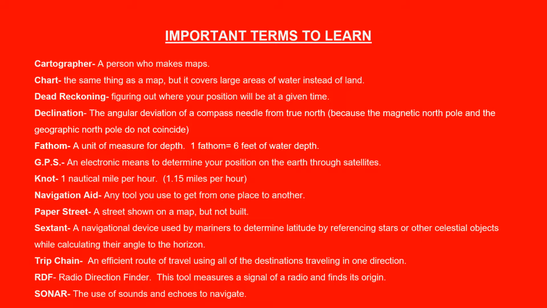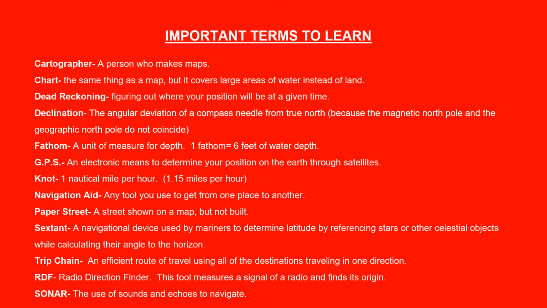We're also going to be talking about dead reckoning, which is in the extension part of the hyperdocument. Dead reckoning is figuring out what your position will be at a given time. We're going to be talking about declination, which is in the hyperdoc as well, and talking about how to use a map and compass together. It's the angular deviation of a compass needle from true north.